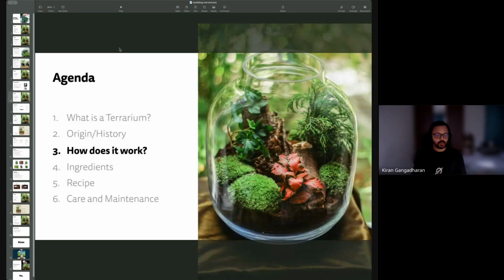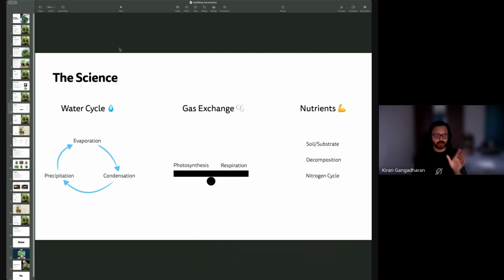So some history there. Next, we'll look at how it works. The science is pretty simple, and things that we've already learned in high school. You have three things that make the whole terrarium setup work: the water cycle, gas exchange, and the nutrients.